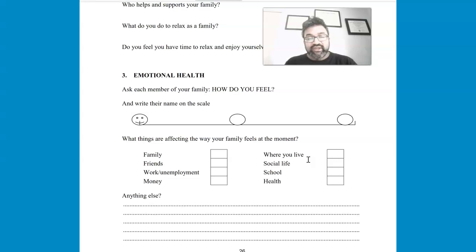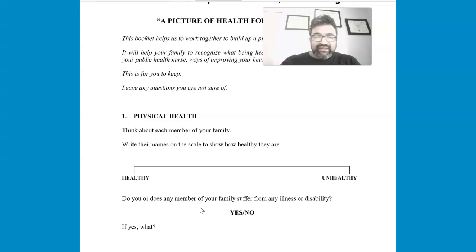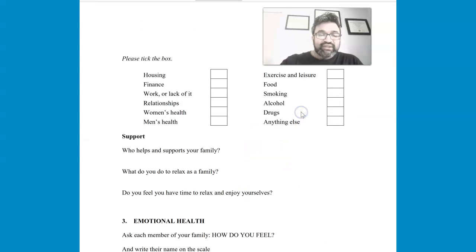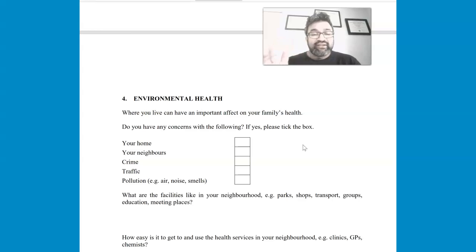For instance, how do you feel? And then there's things affecting the way your family feels, and friends, work, unemployment, money, where you live. So, how do you feel about these areas? That might be different than what the actual circumstance is of the person. So, three areas that are being assessed here within this family needs assessment are the physical health, the social health, and then the emotional health. So, then there's actually a fourth one, which is really important to look at, and that is environmental health.